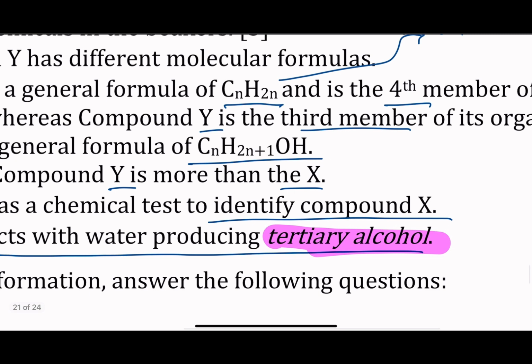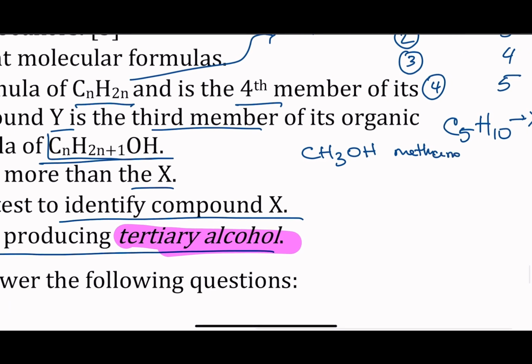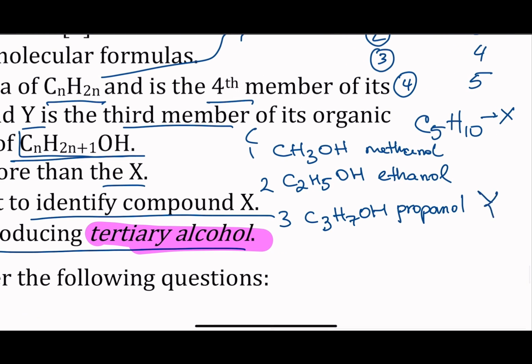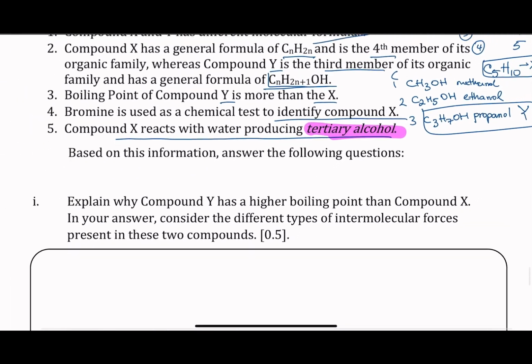And then you have the alcohol, with OH, as the 3rd member. We know that the first member is going to be methanol, CH3OH. And then the second member is ethanol, C2H5OH. If you put in the number, the carbon amount is 1, and then 2. And then if you plug in 3 in here, it would be C3H7OH, and this would be propanol. This is our compound Y. And this is our compound X. So now, let's answer the questions below.